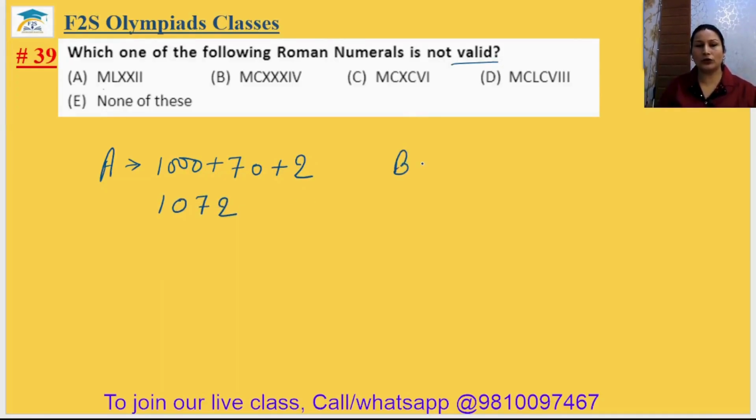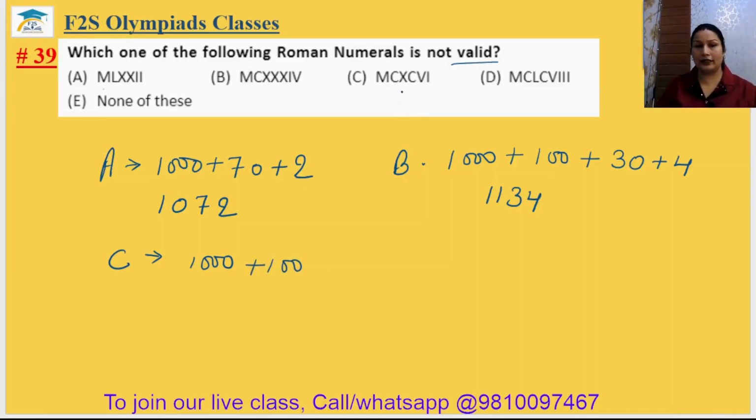Okay? Now option B. M stands for 1000. C stands for 100. Triple X stands for 30 and IV stands for 4. So 1134. Okay. Option C is M, which stands for 1000, and C stands for 100, and then XC stands for 90, VI stands for 6. This is 1196. It is also valid.